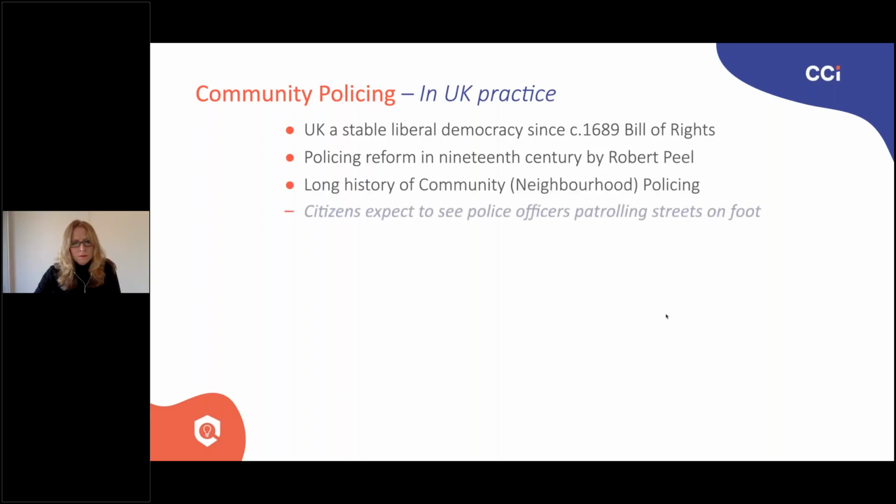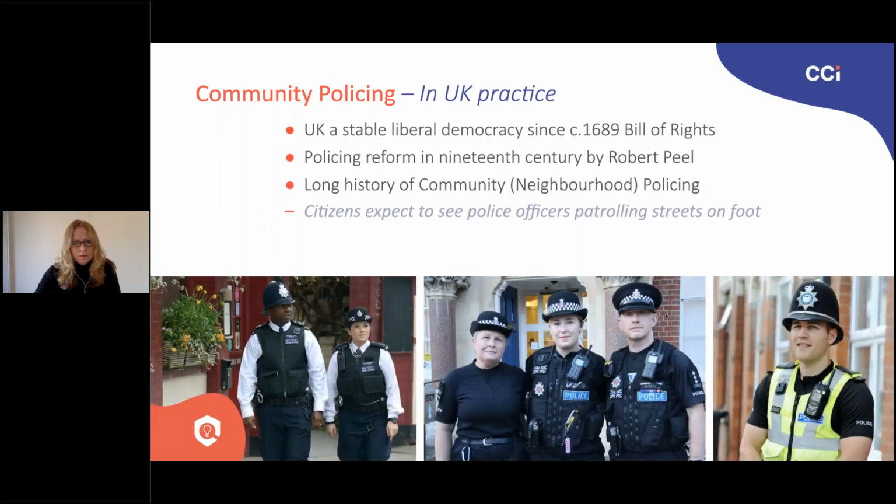So the UK has been a relatively stable liberal democracy since 1689, the Bill of Rights. It was reformed, as we referred to earlier, by Robert Peel in the mid-19th century. We have a long history of community or neighbourhood policing, and citizens expect to see police officers patrolling on the street on foot. It's a civilian force, so they're not armed.